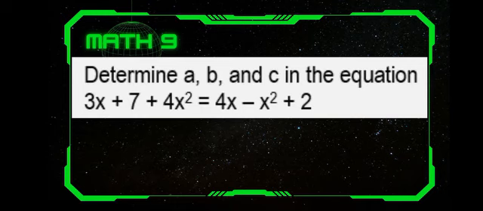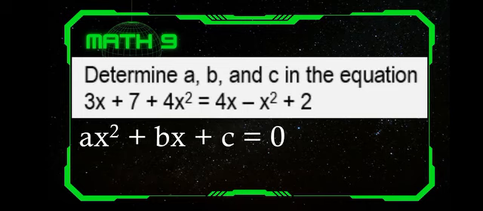Determine a, b, and c in the equation 3x plus 7 plus 4x squared is equal to 4x minus x squared plus 2. Remember that in order to find the numerical coefficients of your quadratic equation a, b, and c, we need to see to it that your equation is in its standard form. That is in the form of ax squared plus bx plus c is equal to 0.